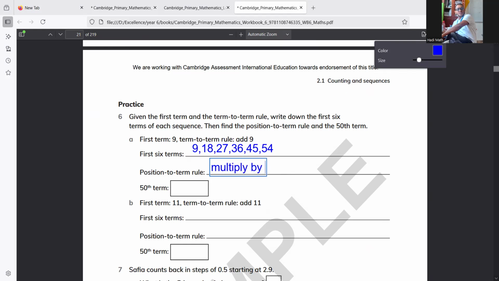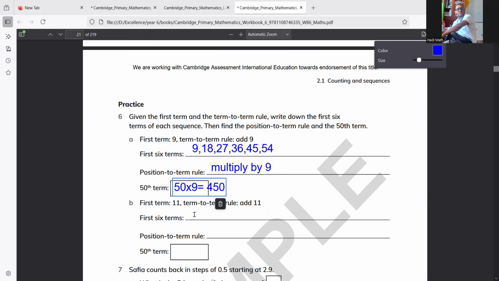And they ask you the 50th term. For the 50th term, you already have the position to term rule. So you just say 50 times 9. You multiply 5 by 9, which is equal to 45, and you put the 0 of the 50. So it's 450.